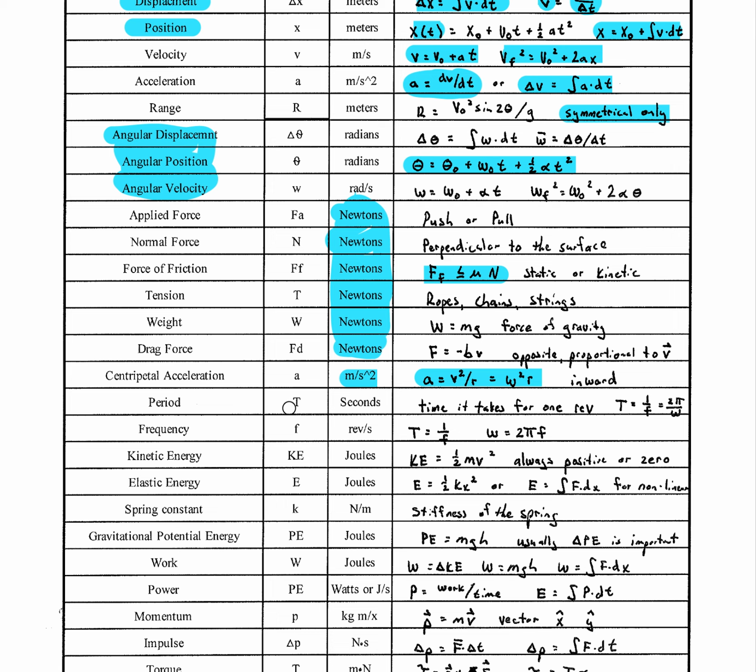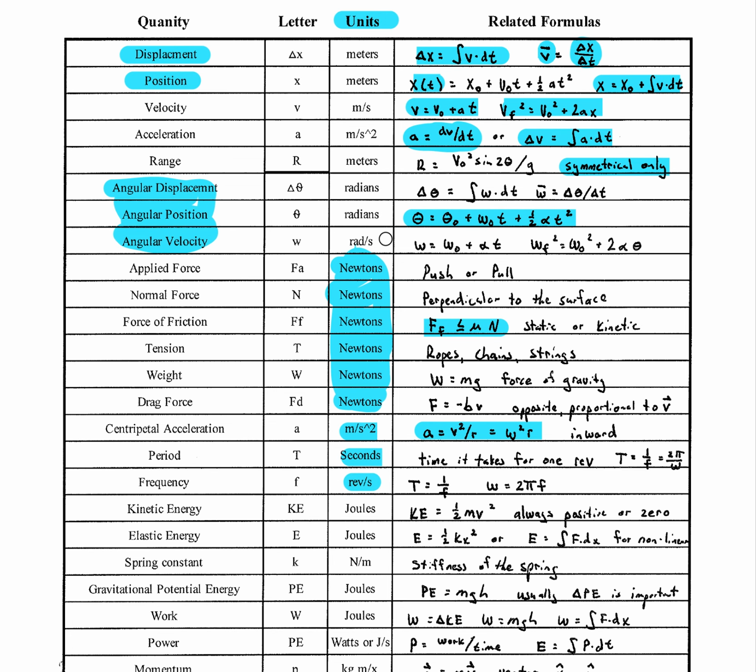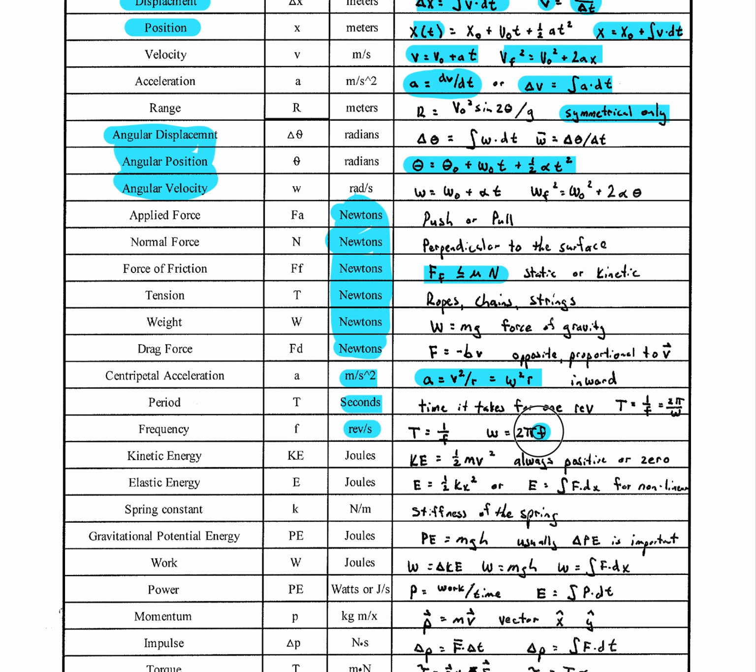The period, remember, is the time it takes to do one revolution. It's related to the frequency and the angular velocity. But again, it's just a time, so it has to be in seconds. Frequency is in revolutions per second. So if you look at revolutions per second versus radians per second, this formula makes sense because there are 2 pi radians in every revolution. So of course, omega is 2 pi f.